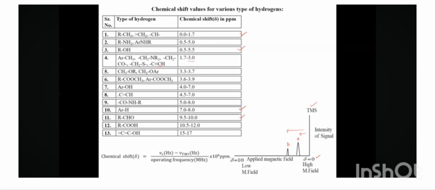Chemical shift: the difference of the frequency in hertz from TMS, divided by the operating frequency in megahertz, multiplied by 10^6, gives the value in ppm.